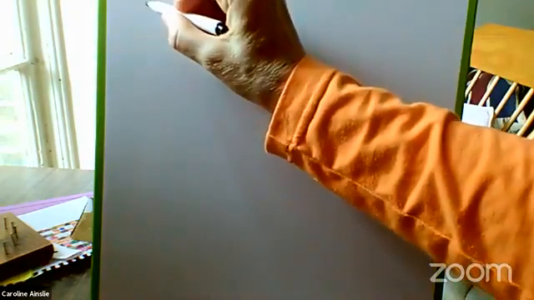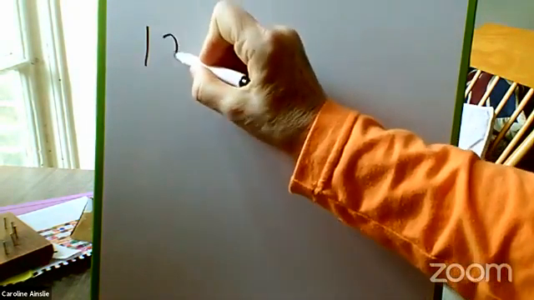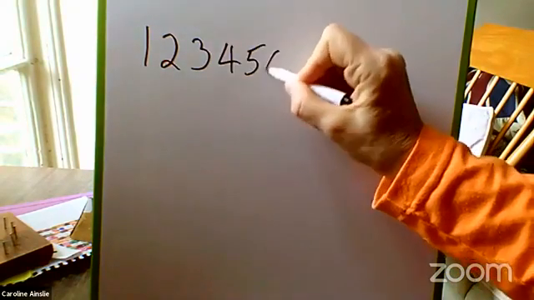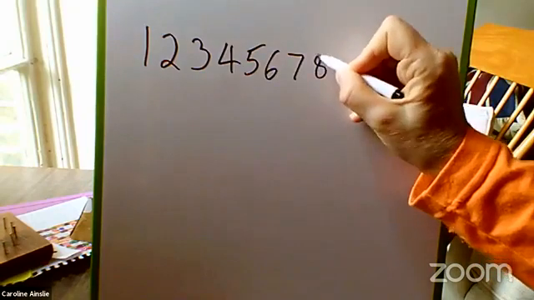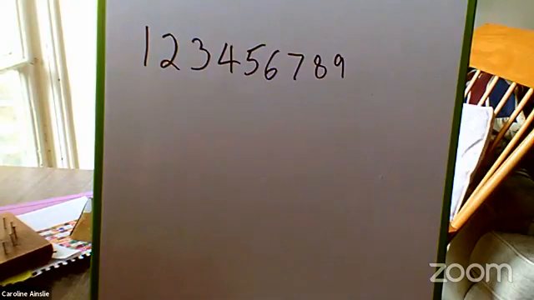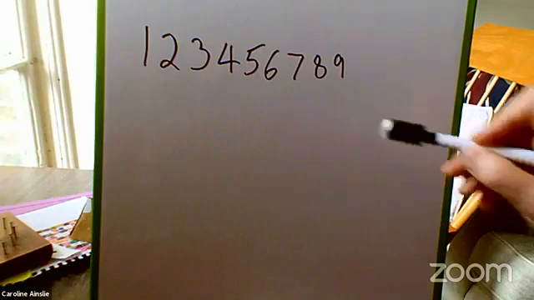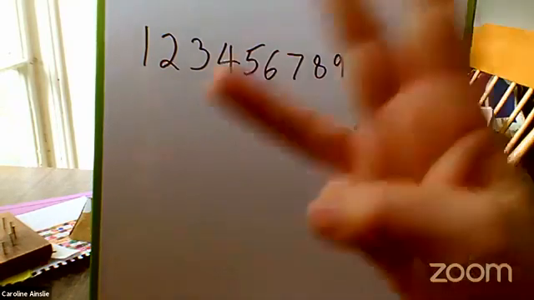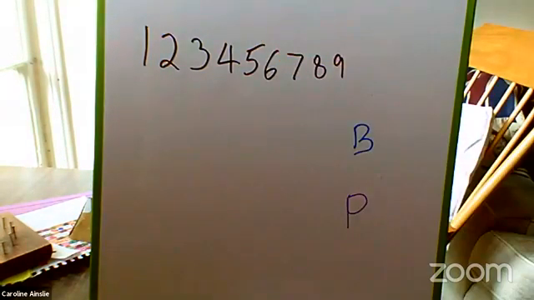So we've got 1, 2, 3, 4, 5, 6, 7, 8, 9. Whoopsie, we don't need 10. Just 9 numbers. And what you've got to do is you've got to take it in turns. So we've got team A, going to call it team B for blue and team B for black. Kidding. Team P for purple. And you've got to choose 3 numbers and you must be 3 numbers.